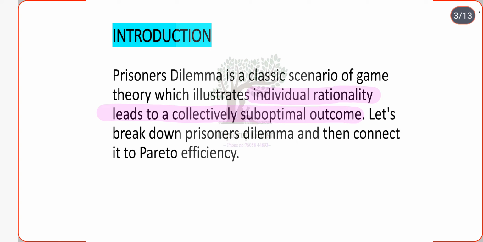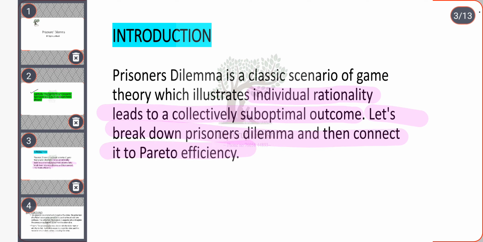In the prisoner's dilemma, after its completion, you will understand that individual rationality is basically leading to a collectively suboptimal outcome, which is not a Pareto efficient outcome. After the completion of the game you will understand it. For now just read it, and I will describe it again after the completion of the video. Let's break down the prisoner's dilemma and then connect it to Pareto efficiency.